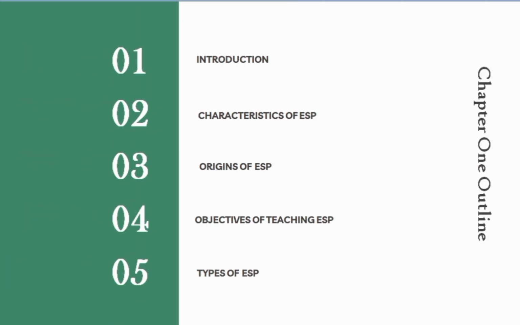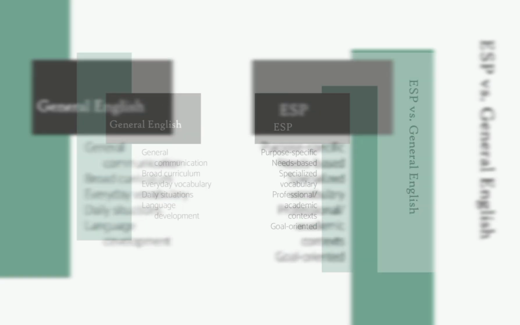Today's presentation will begin with a general introduction to ESP and discuss its characteristics. Next, we'll examine the historical origins of ESP and the factors that contributed to its development. After that, we'll discuss the objectives of teaching ESP and how they contribute to learners' academic and professional success. Then we'll explore the different types of ESP and see how they are classified according to learners' needs.